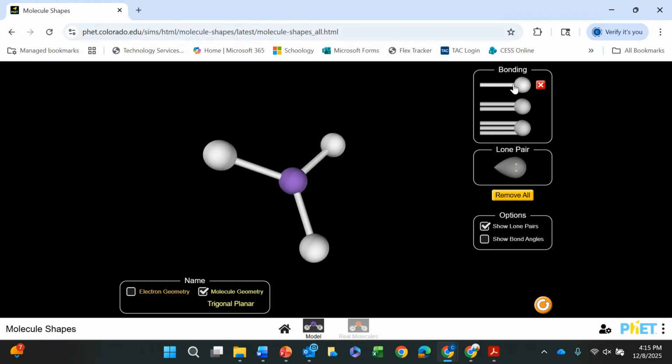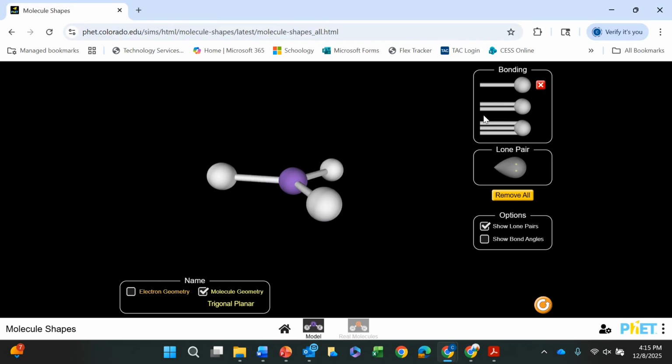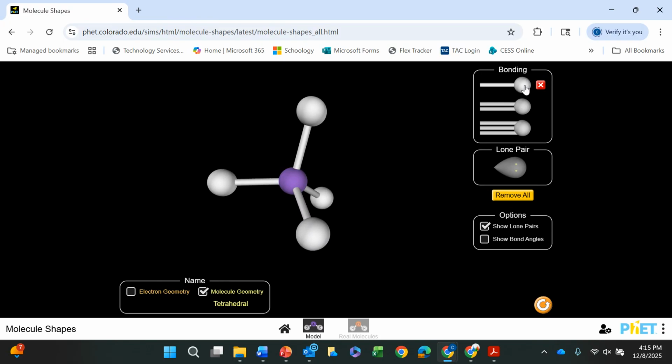If I added one more bond, notice what happens. Let's watch this. There we go. If I add one more bond, boom. Now all 3 of those fell out of the plane and made this shape, and this shape is called the tetrahedral.